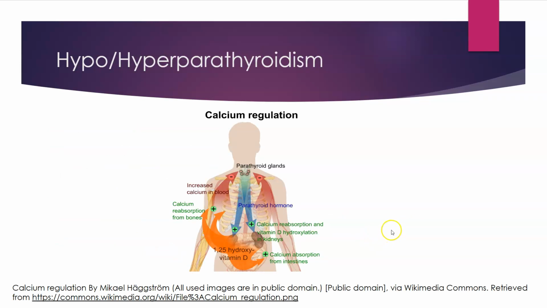So hypo or hyperparathyroidism. So you can kind of see the fun changes here. And so your parathyroid glands get signals from parathyroid hormone and calcium absorption and all these kind of fun things. And you get positive and negative feedback loops on all of these.